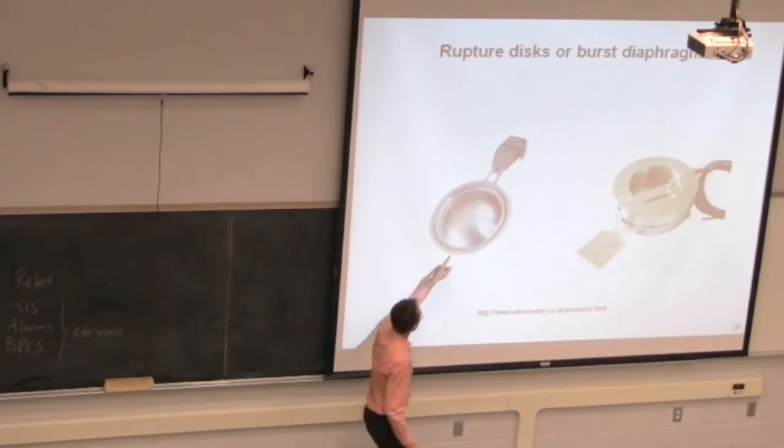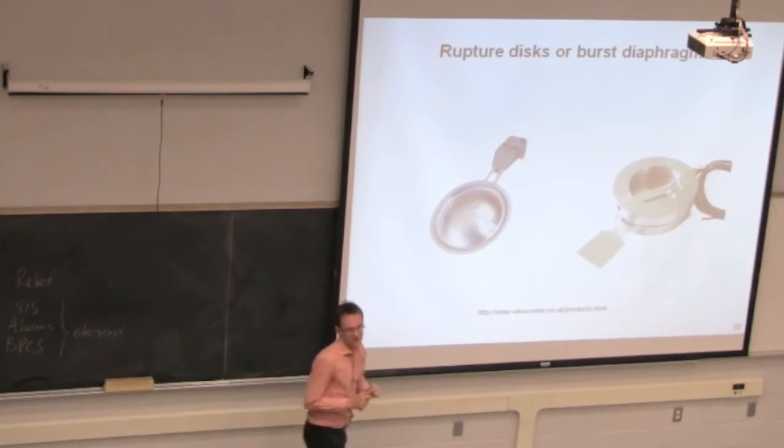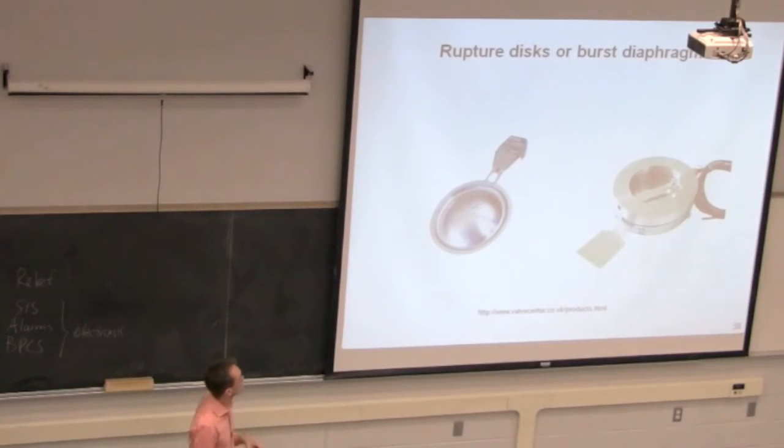These lines that you see on it are score lines, and those lines and that whole device is engineered so that it will burst at a particular pressure. So you buy the burst diaphragm rated for a given pressure. So the manufacturer will put a detailed rating there on the label, telling you what that diaphragm will burst at.